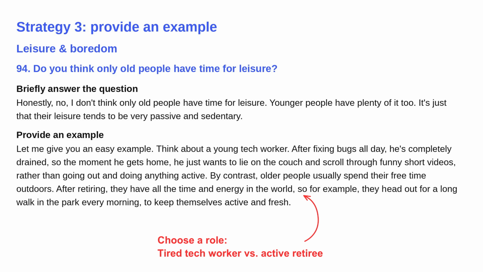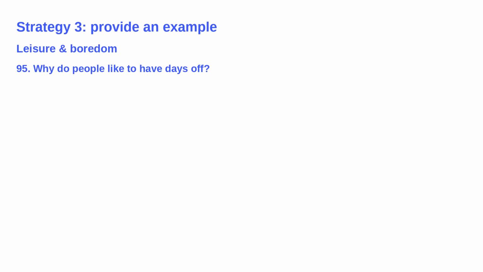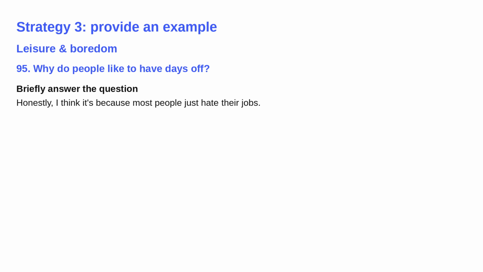So the moment he gets home, he just wants to lie on the couch and scroll through funny short videos, rather than going out and doing anything active. By contrast, older people usually spend their free time outdoors. After retiring, they have all the time and energy in the world. So, for example, they head out for a long walk in the park every morning to keep themselves active and fresh.